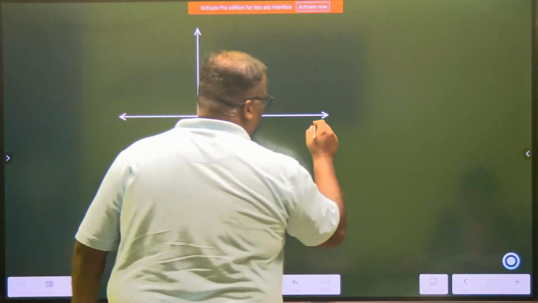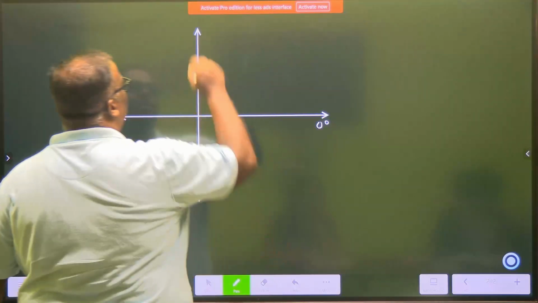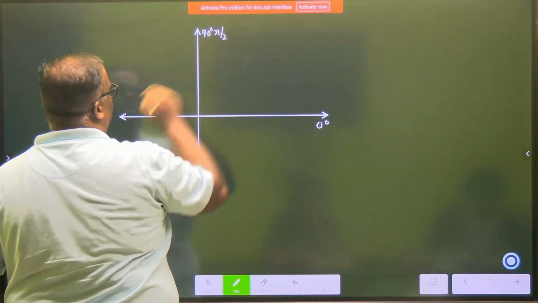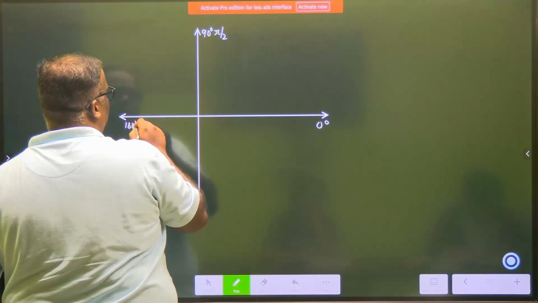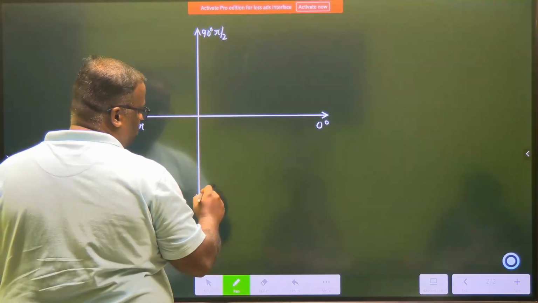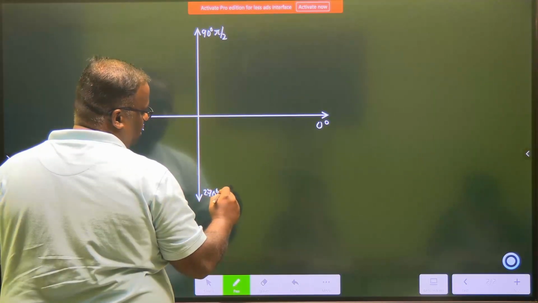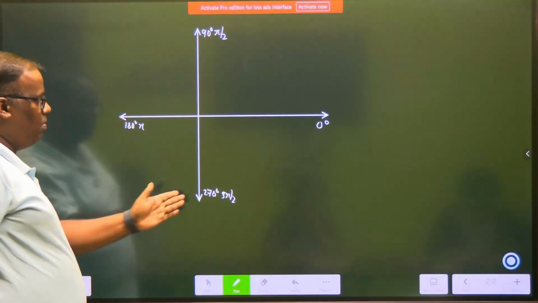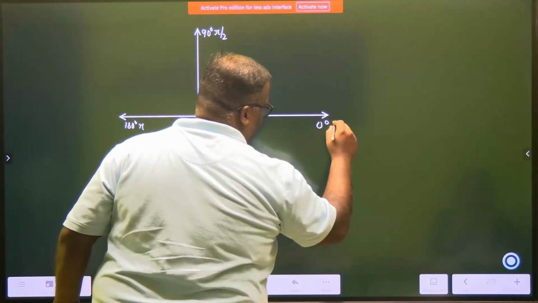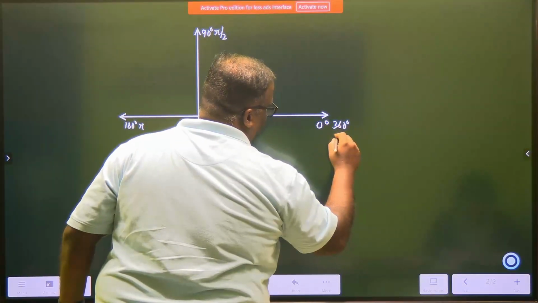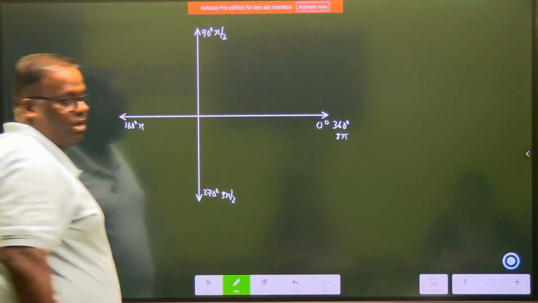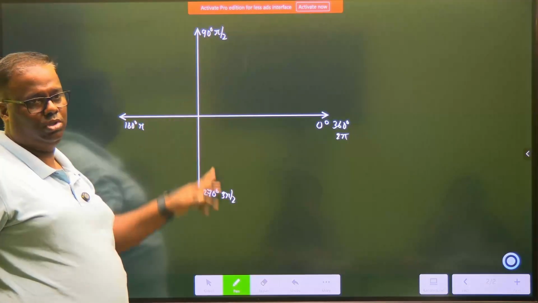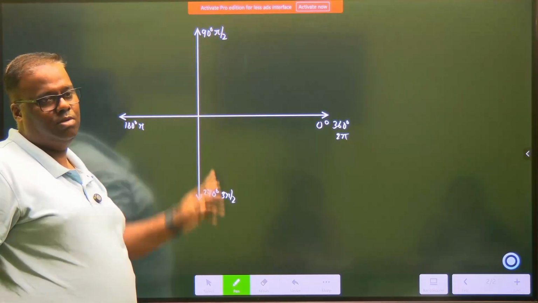So I start with 0 degree, then I go to 90 degree, which is also pi upon 2. I go to 180 degree, which is pi. I come to 270 degree, which is 3 pi by 2. So these are all pi by 2, 2 pi by 2, 3 pi by 2, 4 pi by 2, which is 360 degree, can also be written as 2 pi. Agreed? Then again, this is pi by 2, 3 pi by 2, 5 pi by 2, 7 pi by 2.